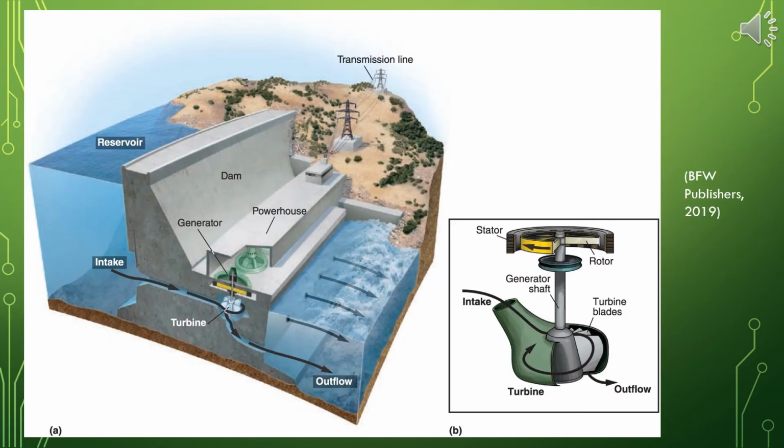So this is what you most commonly think about when you think about hydroelectricity, a dam. This is an impoundment dam, and they're most often made of large blocks of concrete and associated with large river systems, such as the Colorado River, which houses the Hoover Dam.